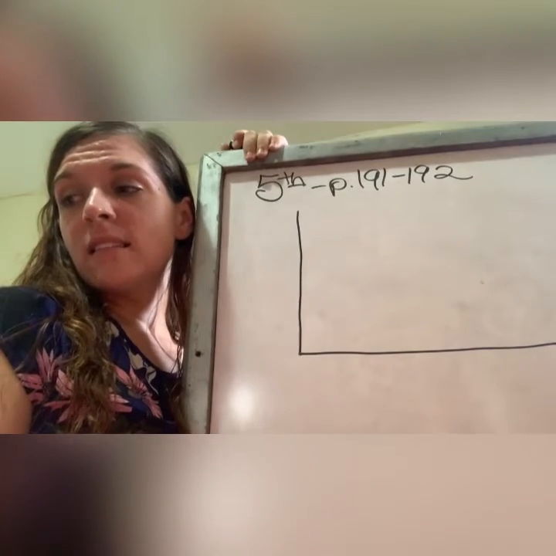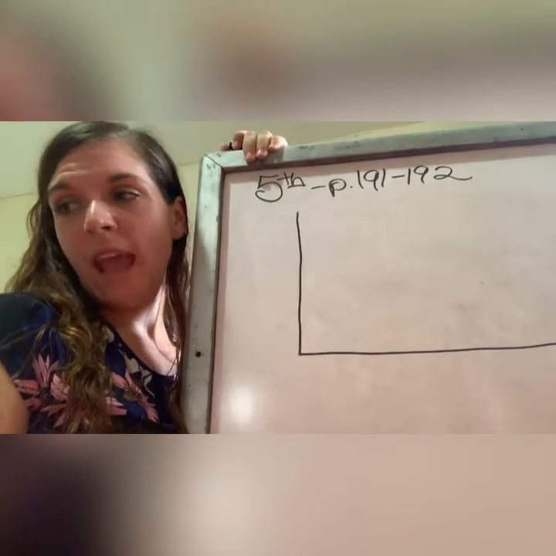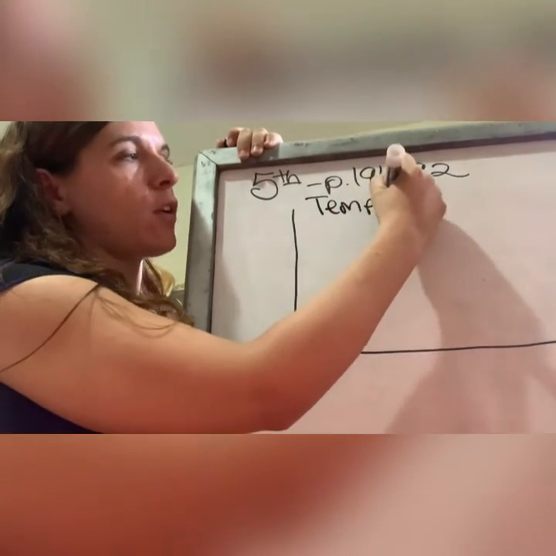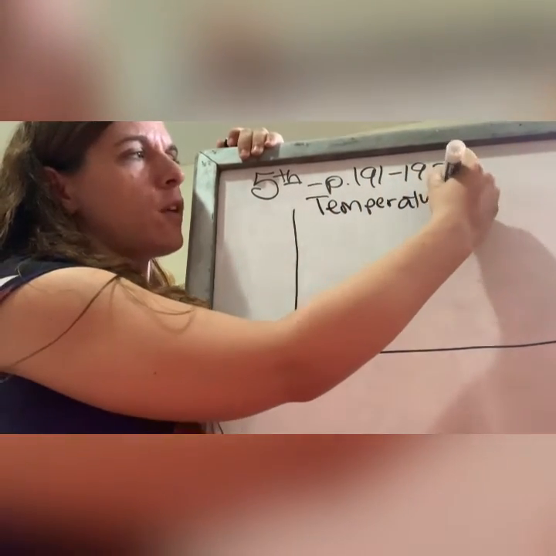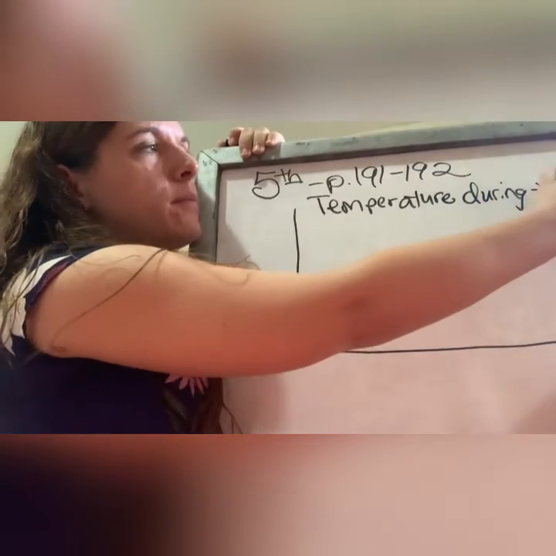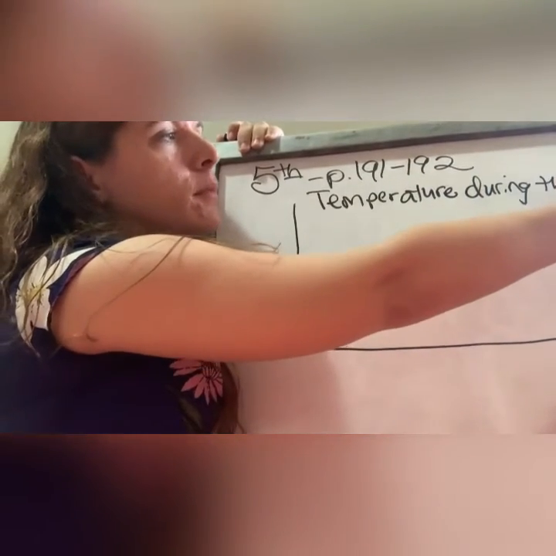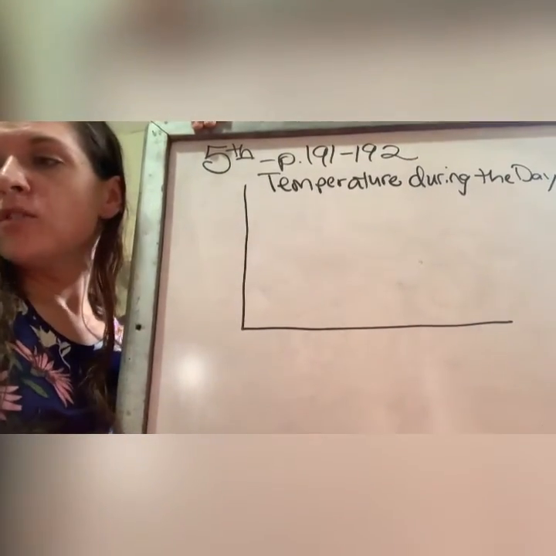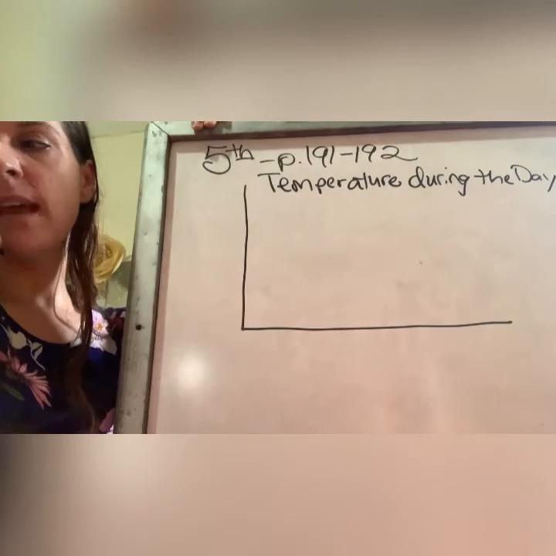So we're going to say temperature during the day. That's what our title is going to be. Write that on there. Make sure you write that on there. We always need a title for your line graph, you guys. Temperature during the day. Okay? There it is. So you have your temperatures.